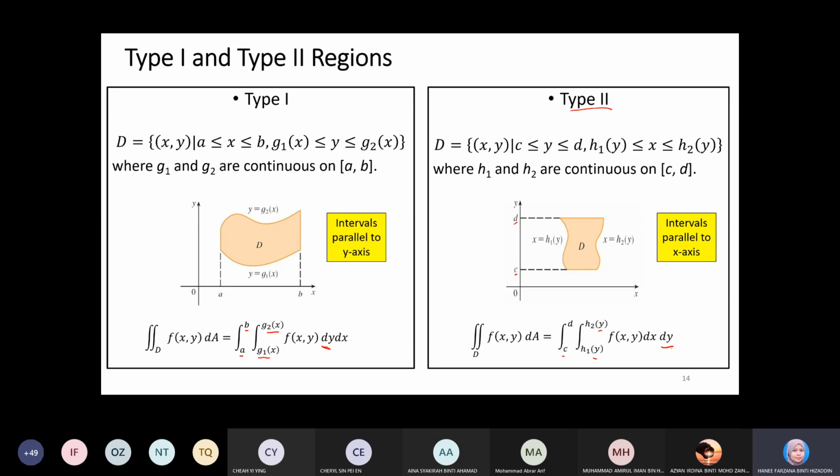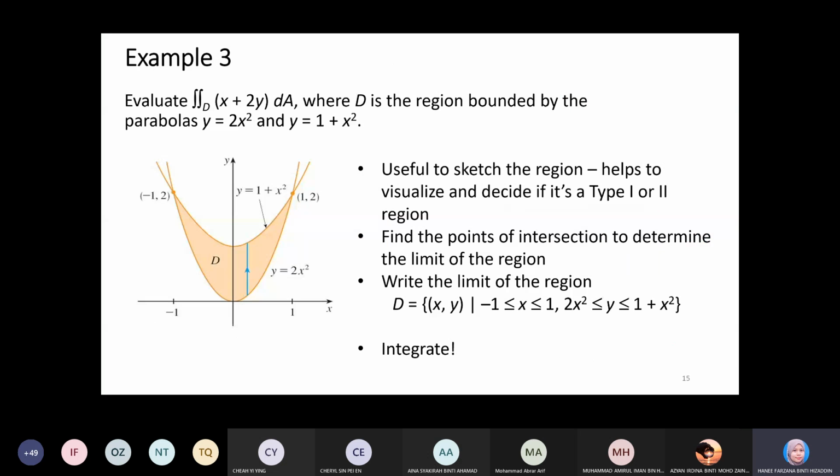Okay, I think examples always make the situation clearer. So let's do an example. This is also an example taken from your notes. Evaluate the double integral over this region D. The function x plus 2y is your function f(x, y) or z. So dA is just dy dx or dx dy. Here D is the region bounded by the parabolas y equals 2x and y equals 1 plus x squared.